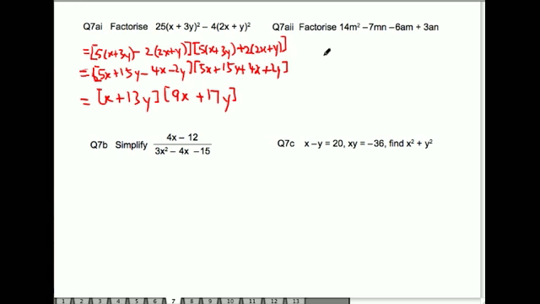In question 7a part 2, we have 4 terms, which means that this is a factorization by grouping. In the first group, common factor is 7m. And in the second group, common factor is minus 3a. Note that the terms in brackets must be the same so that we can factorize it.